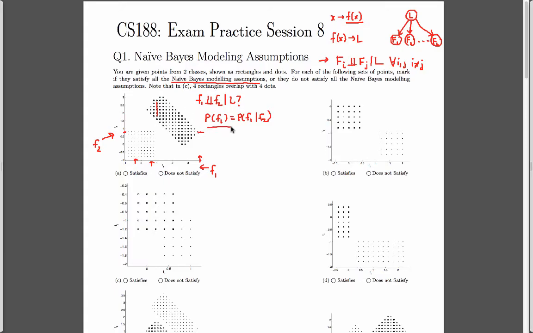So this assumption isn't satisfied for this label. Therefore, this set of data points does not satisfy the assumptions. Now let's move on to part B.